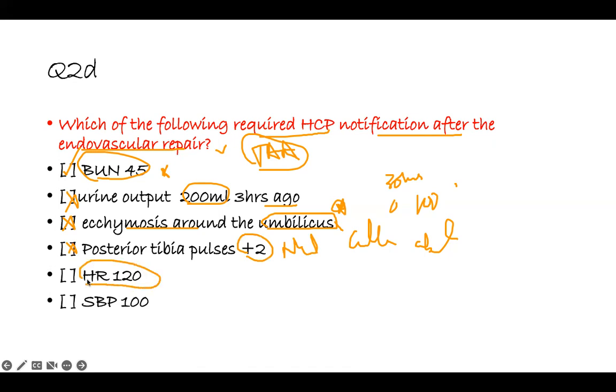His heart rate is 120. He had endovascular repair of the aneurysm, and now his heart rate is 120. That is shock. You should remember B sharp: shock presents with hypotension and tachycardia. So this you have to call. Systolic blood pressure of 100. This is okay for endovascular repair. It's not that low, so this is fine. So it's 1 and 5.